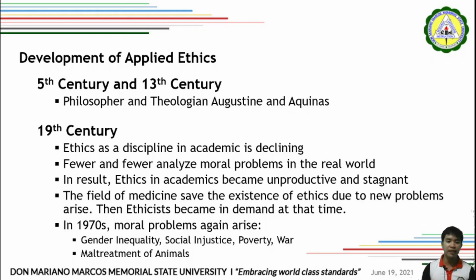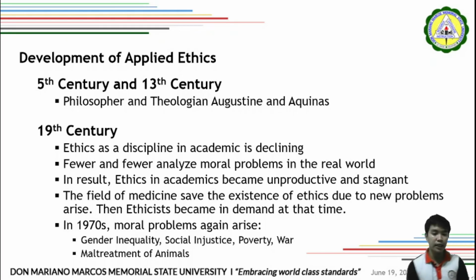Okay? So, in 1970s, moral problem again arise. Ayan, dumadami na ang mga problema sa society. Dahil doon, pumapasok ulit ang mga ethicists. Diyan na naman sila. Para silang mga philosophers, mga theologians, o kaya mga thinkers, ang mga ethicists na yan. So, moral problems, kagaya ng gender inequality. Dati kasi, hindi pwedeng magtrabaho ang mga babae, diba? Social injustice, what else? Poverty, war. Yan yung mga moral problems na pinag-usapan dati. So, meron din tayong maltreatment of animals. O, yan, mga issue natin.